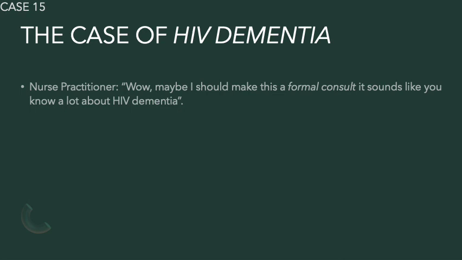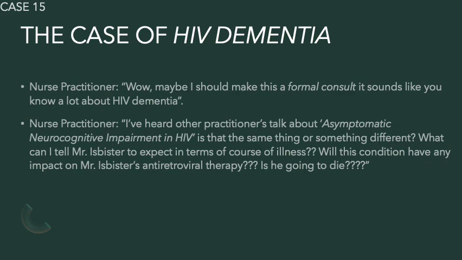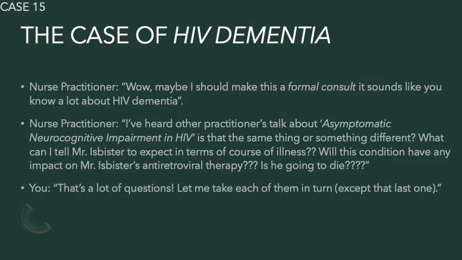Nurse practitioner: Wow, maybe I should make this a formal consult. Sounds like you know a lot about HIV dementia. I've heard other practitioners talk about asymptomatic neurocognitive impairment in HIV. Is that the same thing or something different? What can I tell Mr. Isbister to expect in terms of course of illness? Will this condition have any impact on Mr. Isbister's antiretroviral therapy? Is he going to die? You: That's a lot of questions. Let me take each of them in turn, except that last one.